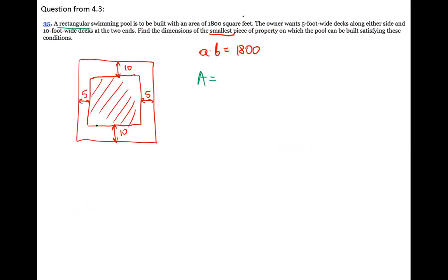Thank you. Now I think it makes sense. Oh, wow. Am I crazy? Of course, it says the rectangular swimming pool. That means this is A and this is B. Okay.